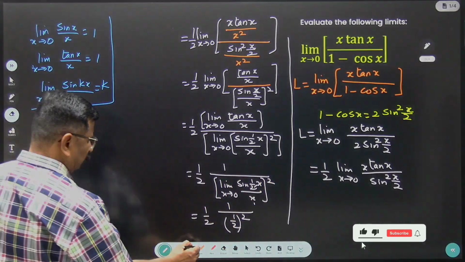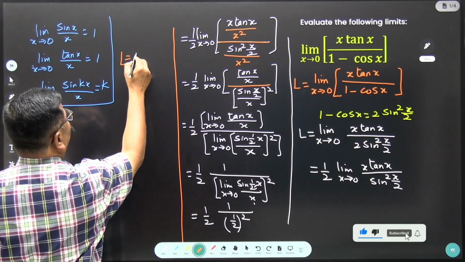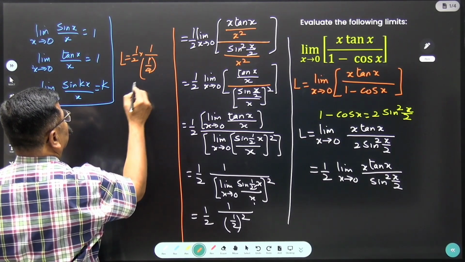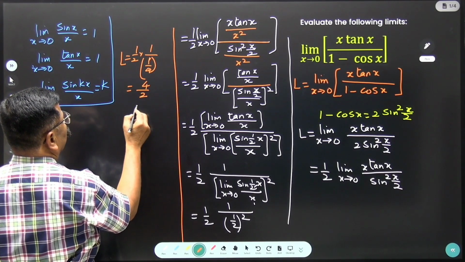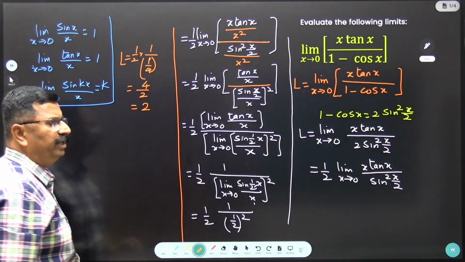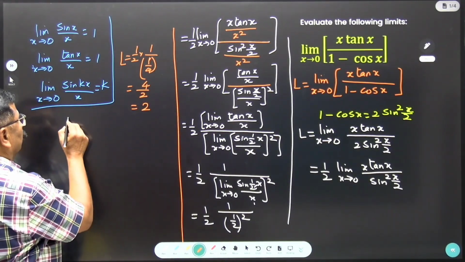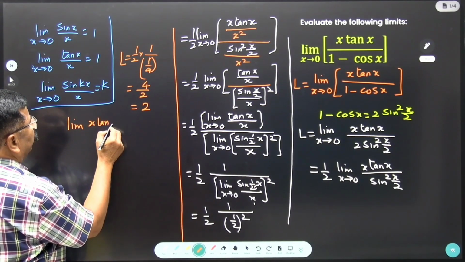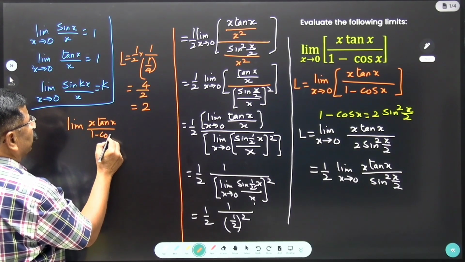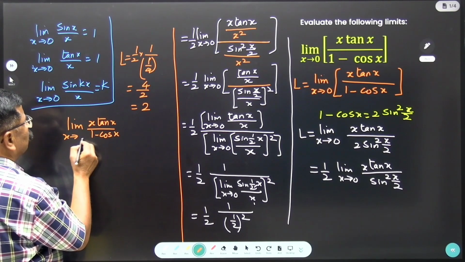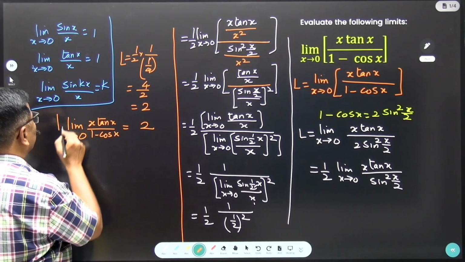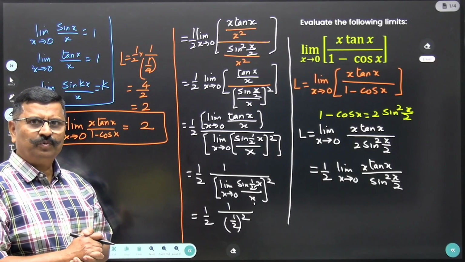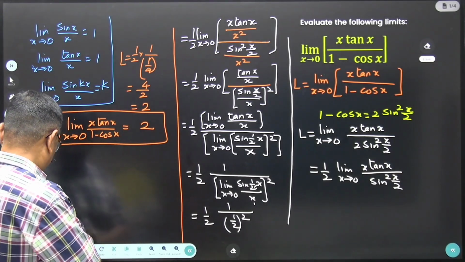So this will be now L is equal to 1 upon 2 into 1 upon 4. So therefore this is 4 by 2. So hence the answer of this limit is 2. Therefore the limit x tan x upon 1 minus cos x when x tends to 0 is equal to 2. This is the final answer. Hope all of you understood this problem, and let us do some more sums.